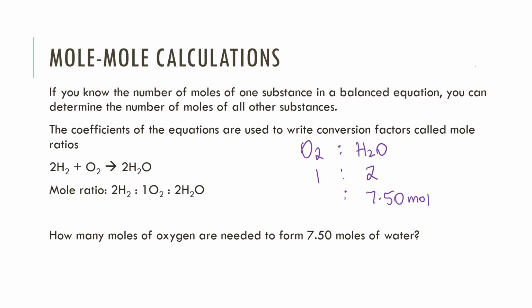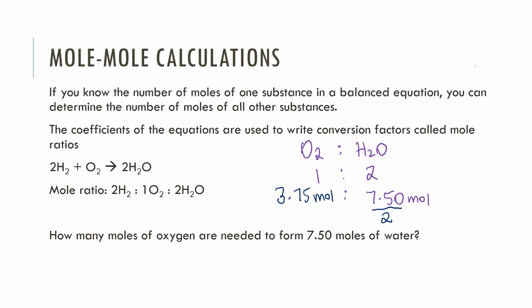As you can see here, our ratio is 1:2. So if we've got 7.5 moles of water, how many moles of oxygen will we need? All we have to do is divide that 7.5 moles by 2, and that tells us that we will need 3.75 moles of oxygen to produce that amount of water.